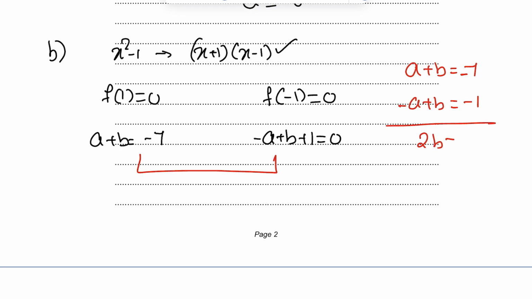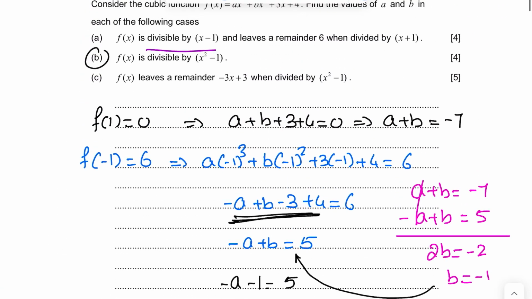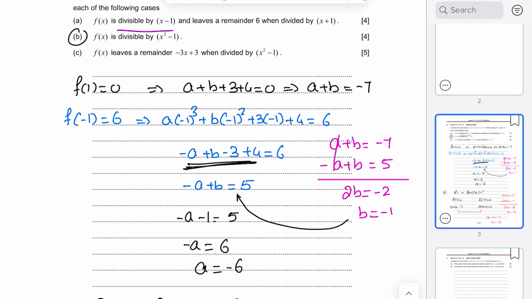Then 2b equals negative 8, b equals negative 4. Plug in b as negative 4 over there. So you get a minus 4 equals negative 7, a equals negative 3. So the answer is a as negative 3, b as negative 4. Now, part c, f(x) leaves a remainder negative 3x plus 3 when divided by x squared plus 1. How should I be doing that?